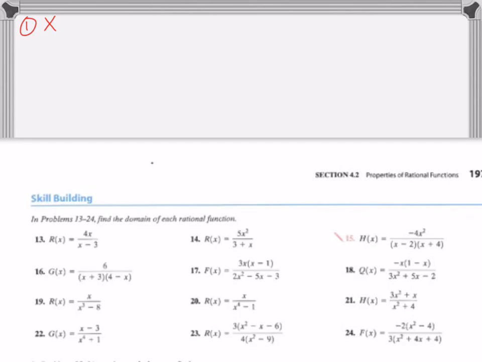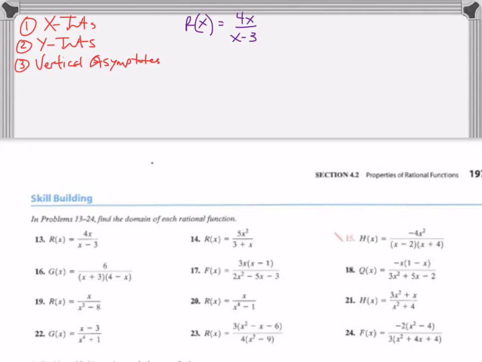We're going to find the x-intercepts, we're going to find the y-intercepts, and we're going to find the vertical asymptotes. Hope I can't even spell vertical. Vertical asymptotes. All right, so we're going to find these three things. And let's go ahead and take number 13 for our example here. So it just says r of x equals 4x over x minus 3.